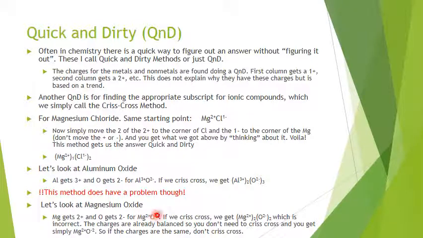If the charges are the same, do not crisscross. Another thing, don't move the charge with the number. So just move the 3 and the 2. Okay, so that finishes binary ionic compounds.